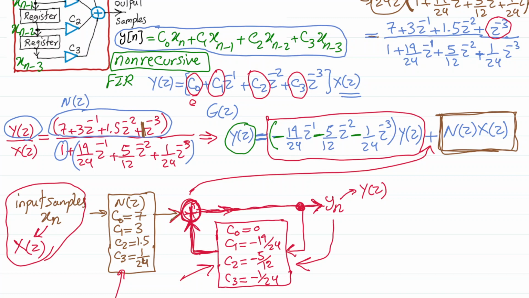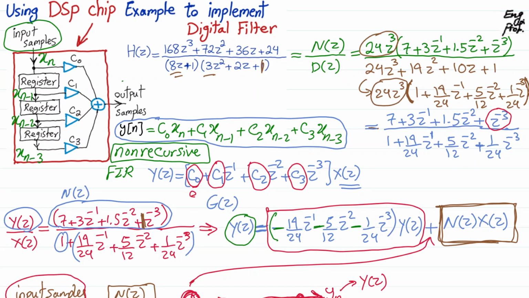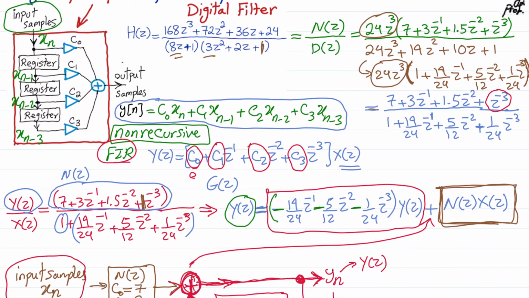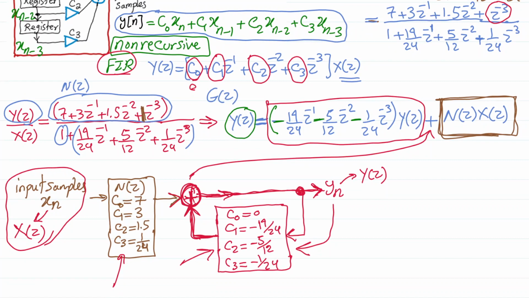So this is an interesting example showing that using just the implementation ready for us that is a non-recursive or FIR implementation, we can realize an IIR or recursive implementation using two such chips as is shown here. I hope that this example is useful.